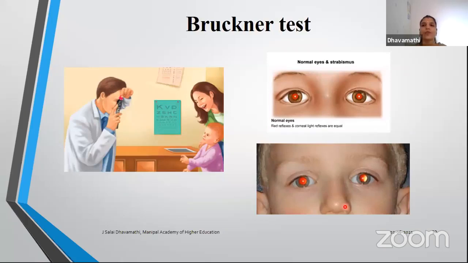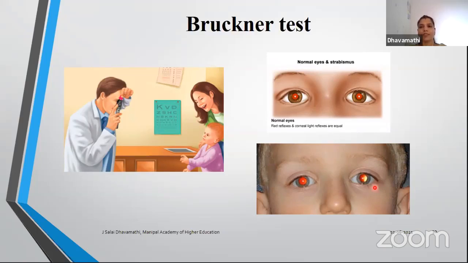Bruckner test, you can do it with a direct ophthalmoscope, at 1 meter or 3 meter distance. Shine the direct ophthalmoscope and see the reflex of the pupil. If there is an equal reflex in both the eyes, then it is a normal eye. If you find one eye dull and one eye brighter, or any difference in the reflexes, you can find that that eye has an amblyopia or a cataract.